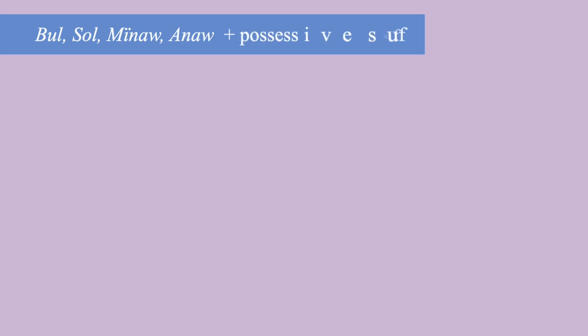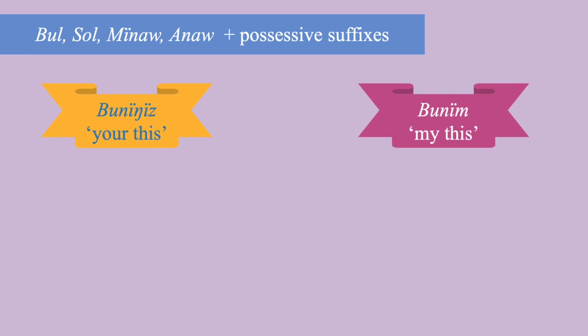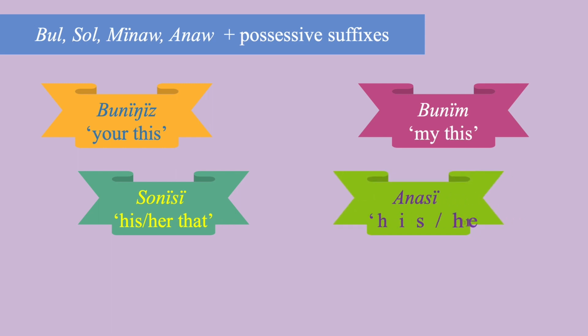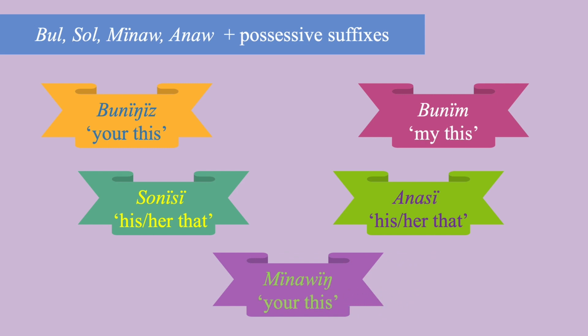Moreover, the demonstrative pronouns бұл, сол, мынау, анау can take possessive suffixes where the final л is changed to н. For example, бұныңыз, you are this. Бұным, my this. Соныкы, his or her that. Анасы, his or her that. Мынауың, you are this.